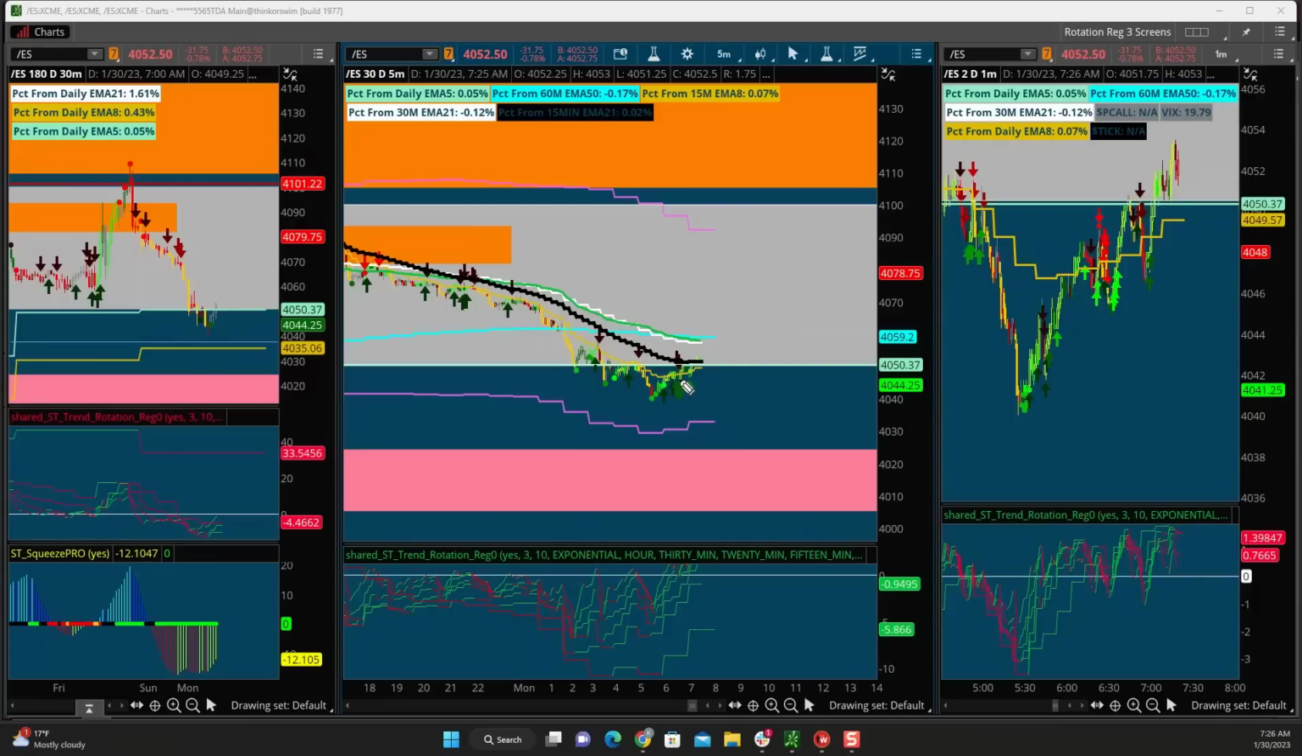Depending on how the open goes, I do like the idea of it spiking up to this level, kind of stalling. And then if we get sell arrows or dots, I like the idea of putting on a drama-free call credit spread on it and just letting it chop around, go sideways, or sideways to down from here. That's how I'm anticipating it.